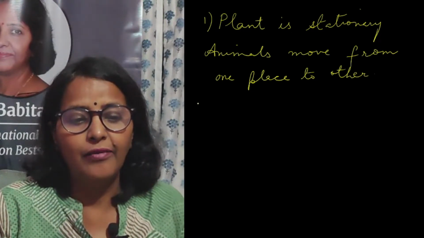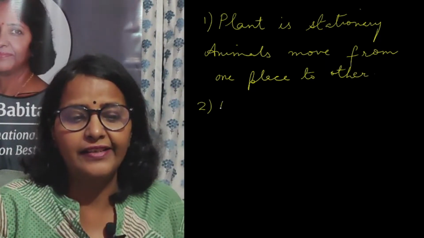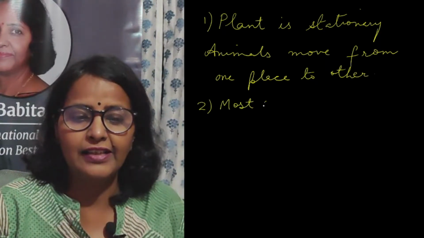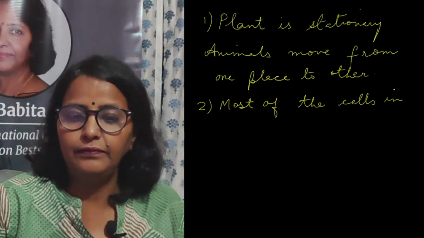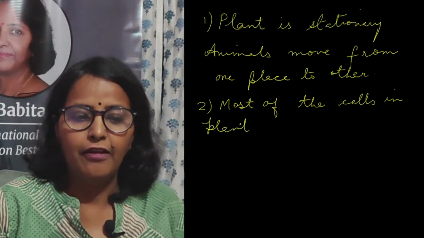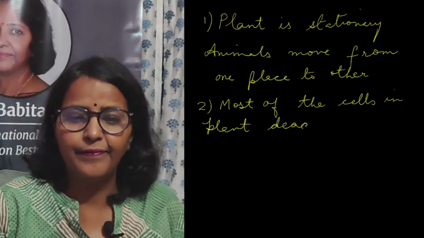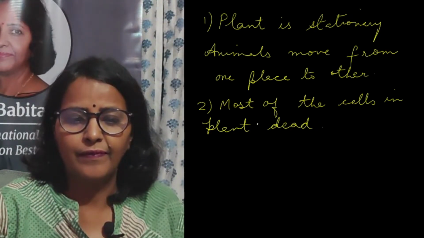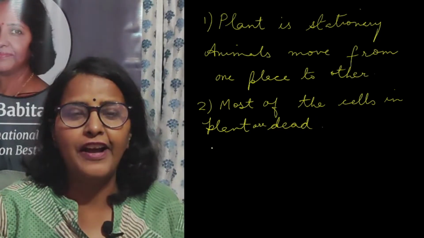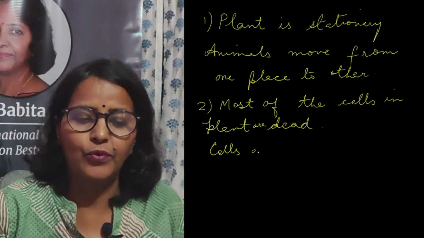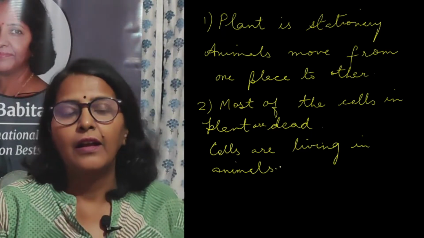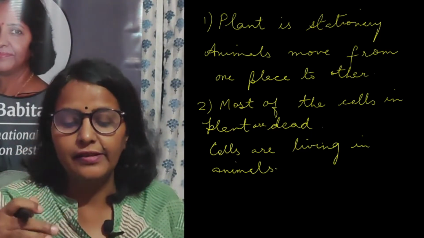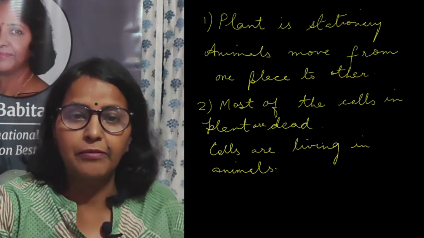So, there also they will have tissues associated to their function. Another is, most of the plant cells are dead, whereas in case of animals, most of the cells are living. So, these are two major reasons why the tissues in plants and animals are different. Let us see one more reason.